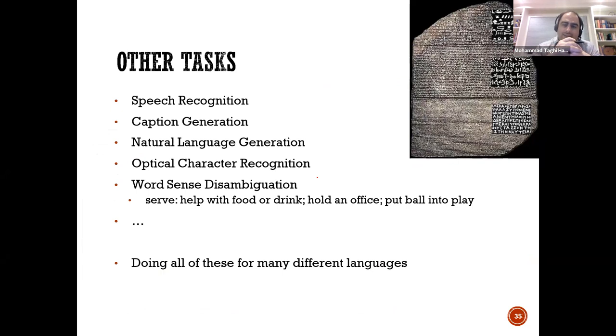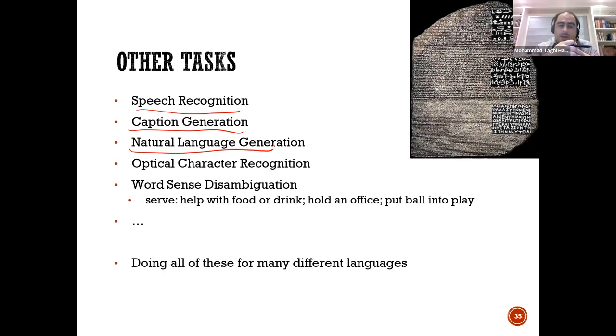There are lots of other tasks that are also relevant if we understand the semantics of these sentences, like the meaning of these sentences or the meaning of the document. For example, speech recognition, caption generation, natural language generation. These are the ones where we are generating some text, or optical character recognition. So you want to essentially say, what does this person say? Or what is the caption for these things?